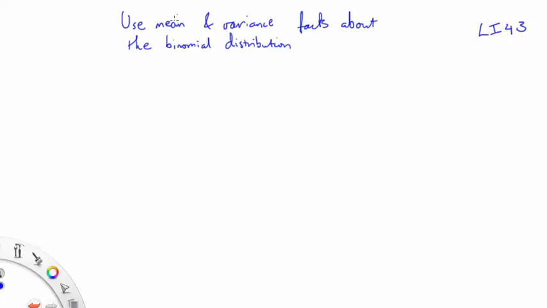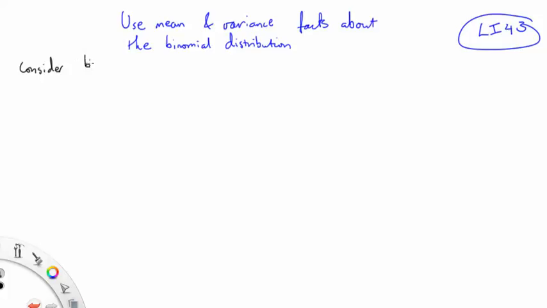Hello, in this video we're going to look at three formulas you need to know for binomial distributions, and this is for learning intention 43. If you've been finding the past few videos a bit daunting, you can relax now because these formulas are fairly straightforward. So let's go back to the Mars bar example.